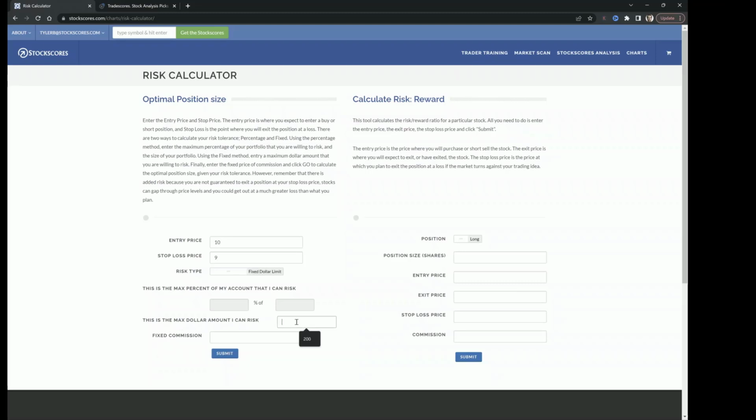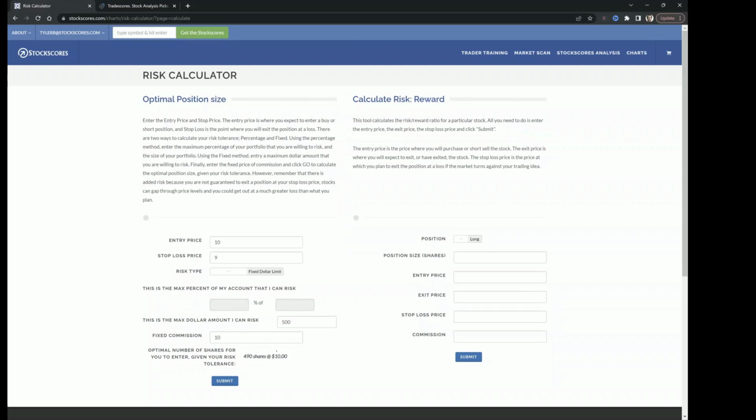I'm going to say I'm willing to risk $500 on a trade. My commission is $10 per trade. Click submit, and it tells me I can buy 490 shares.